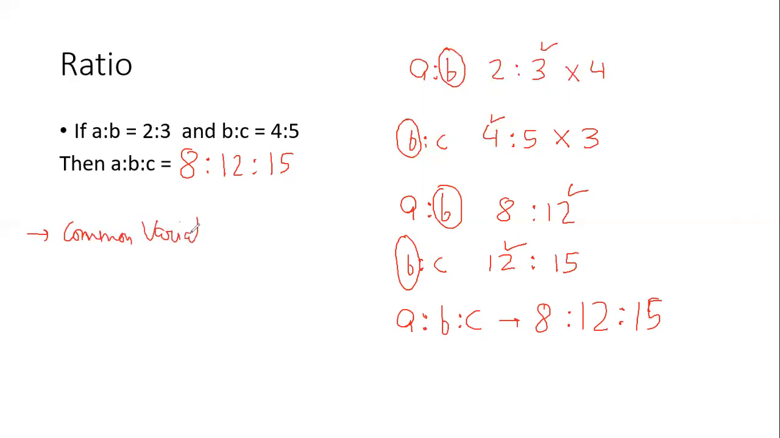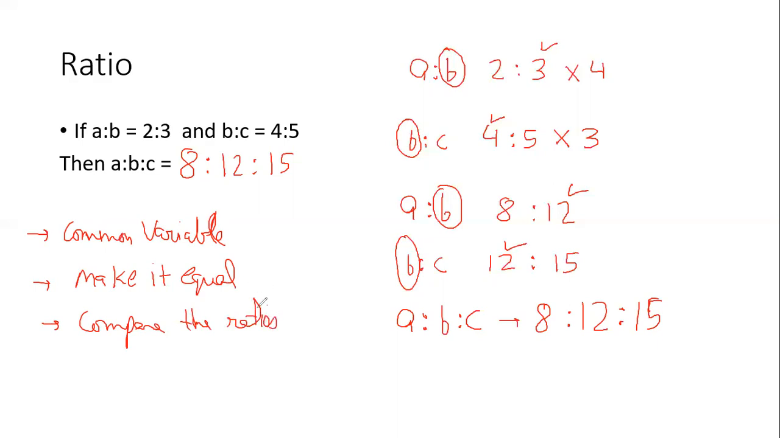Identify the common variable. Second step, make it equal. And the third step, you can directly compare the ratios. So I believe now it is sorted how you actually compare the three ratios together. So that's the very basic idea that you need to have regarding ratios.